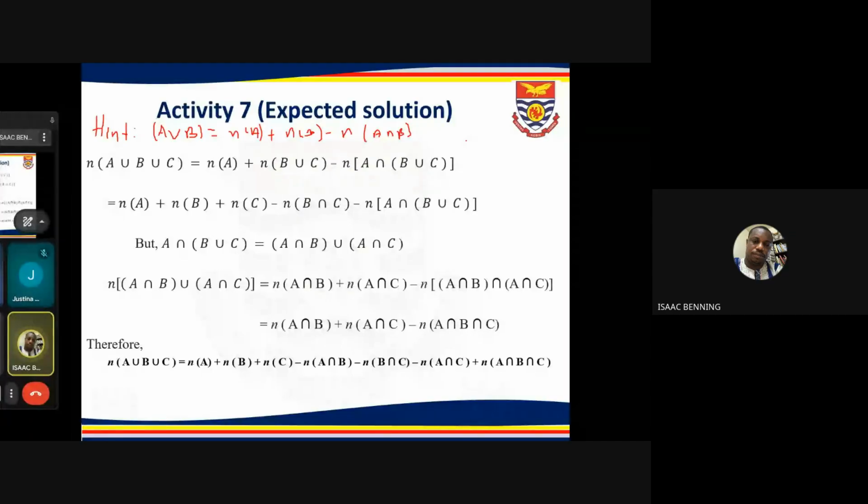So what we are going to do is use the same definition to prove the three-set problem. Consider all this as B. When you consider all this as B, you rewrite this in the form of our formula. Wherever you see B, put B union C. So that's what we have done here.